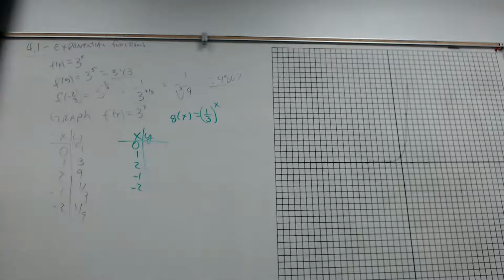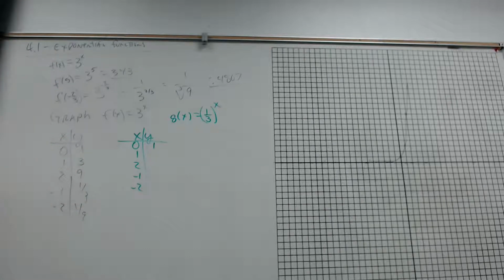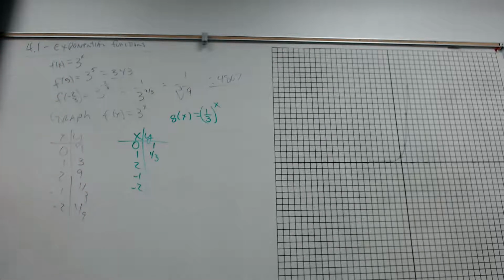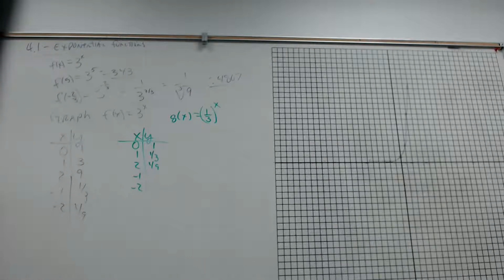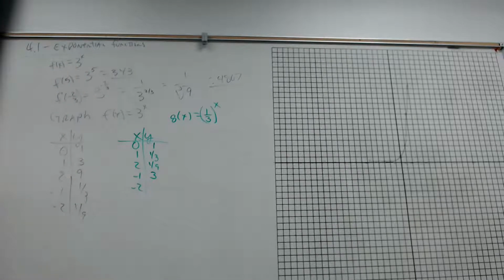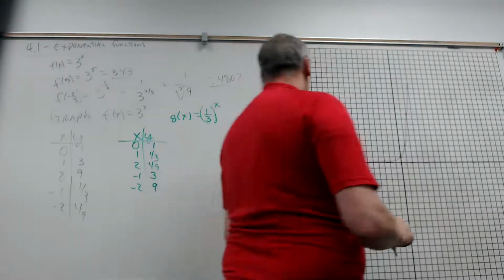1/3 to the 0 power. 1. 1/3 to the first power. 1/3. 1/3 to the second power. Is that 1/9? 1/9. 1/3 to the -1 power. Is that 3? It is 3. 1/3 to the -2 power. 9. 9, very good. All right, so now this looks like it'll be a little bit better, okay?